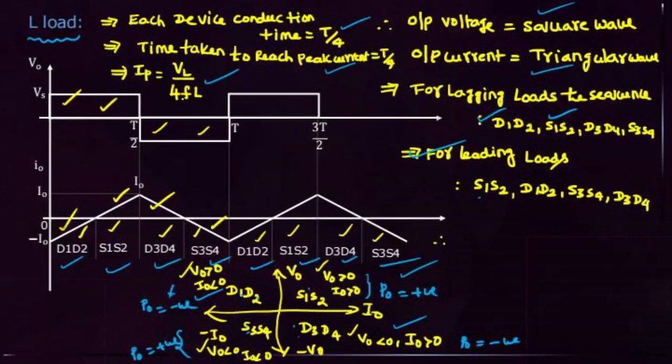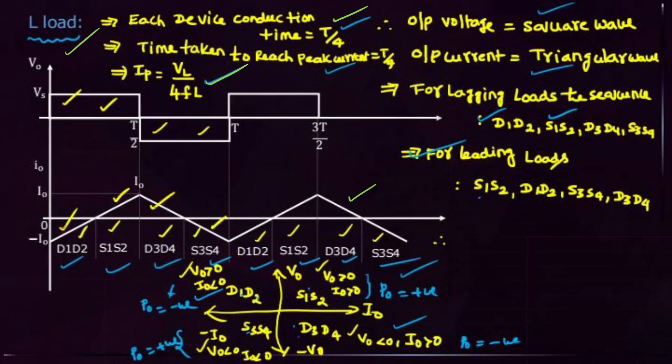Then for purely inductive load, same points. Each device conduction time is T by 4. For the peak current, Vs by 4fL. Output voltage is a square waveform. What is the output current waveform for purely inductive load? It may be a half bridge inverter or full bridge inverter, friends, the output current waveform is a triangular wave.